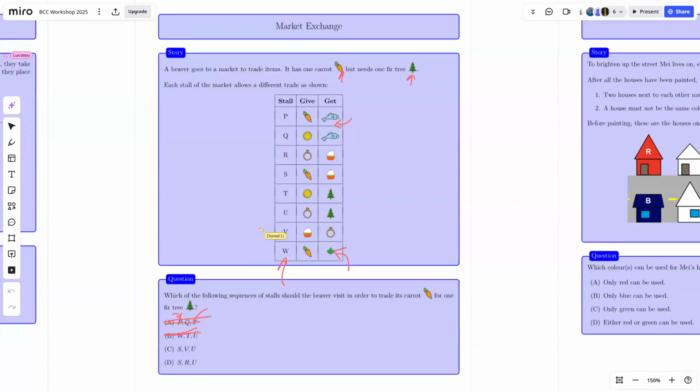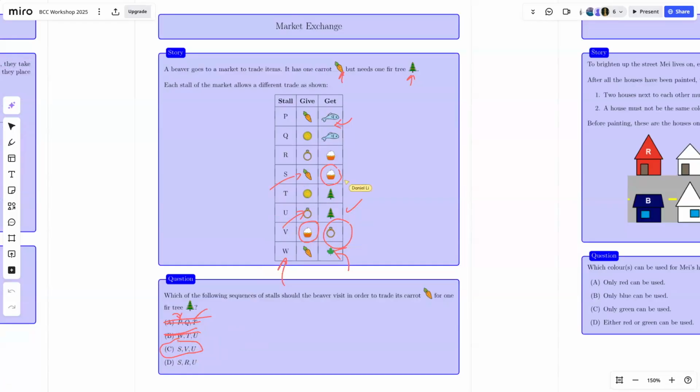SVU. Now what is S? Carrot, great. S gives you a muffin. V, you use the muffin to get a ring, right? U, you use the ring to get a tree, right? We found the right answer. So the correct answer is C, but we'll show why D is not a correct answer.